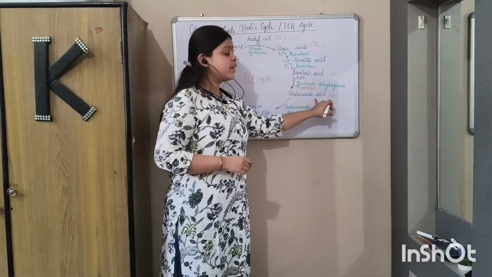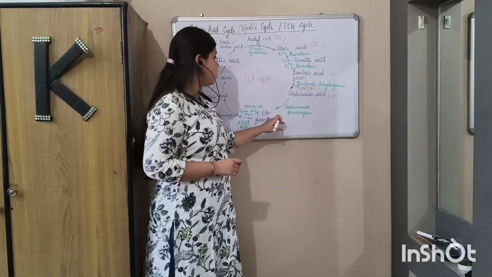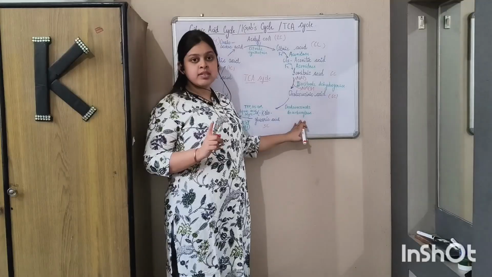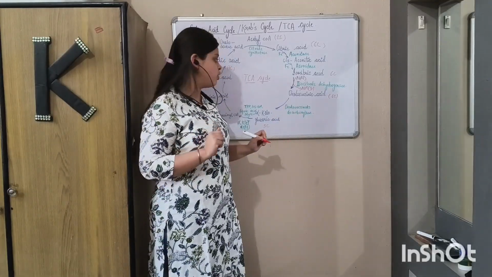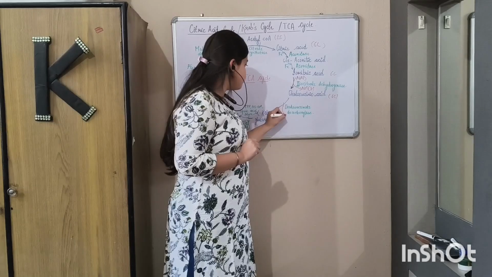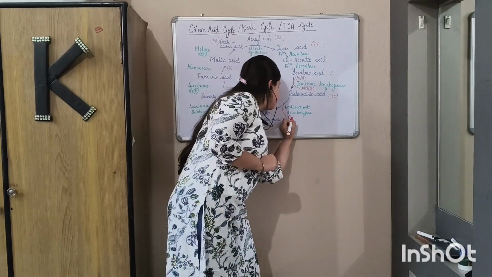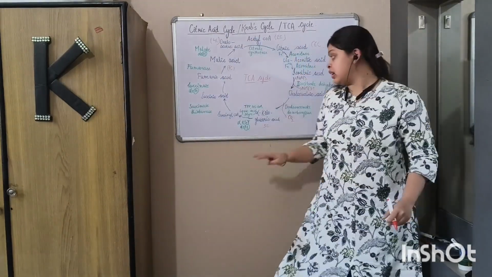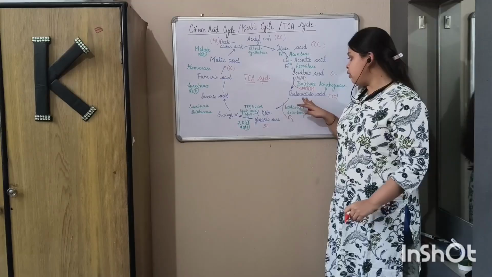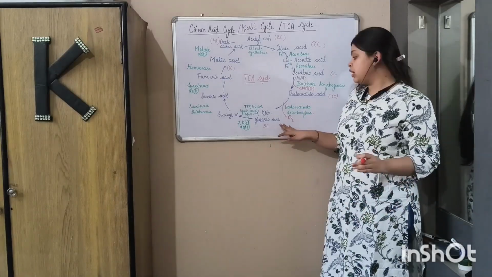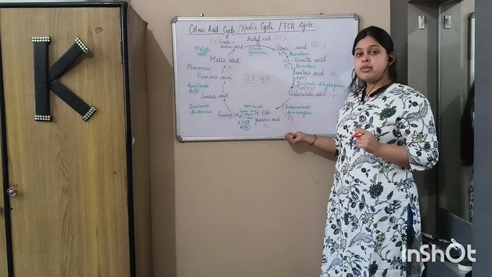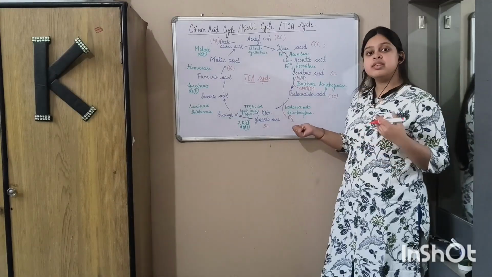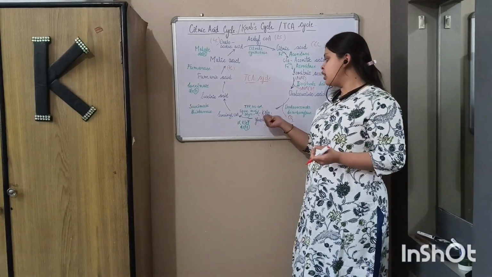Now, oxalosuccinic acid will convert into alpha-ketoglutaric acid. This is a decarboxylation reaction by the enzyme oxalosuccinate decarboxylase. So, one CO2 molecule will be eliminated. So, now oxalosuccinic acid is converted into alpha-ketoglutaric acid, which is a 5-carbon compound. Why? Because one CO2 molecule is eliminated in the process.